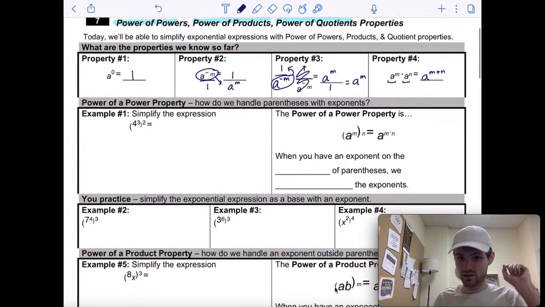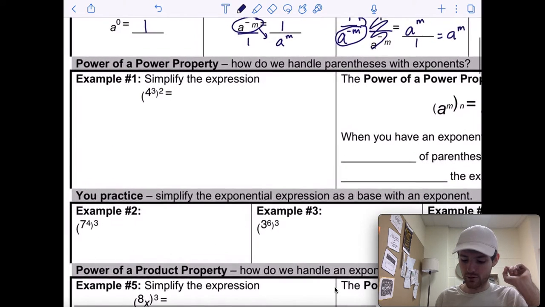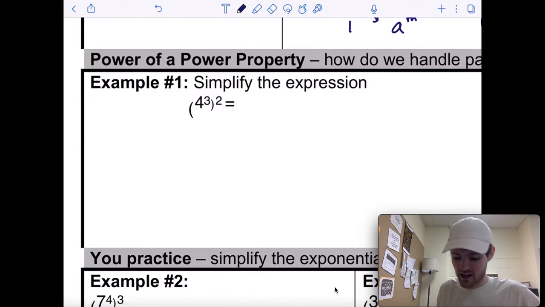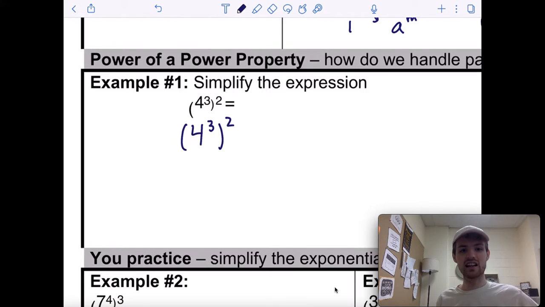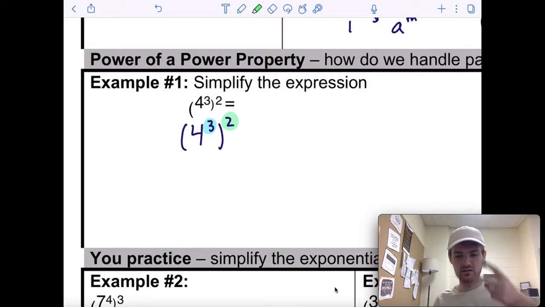Now, we're going to talk about a power of a power. Do you see here in example 1 how this 4, oh man, the formatting, what in the world? I'll just write it again. Do you see how that 4 is our base? It has an exponent of 3, but then it has another exponent too. There's 2 powers, power to a power.